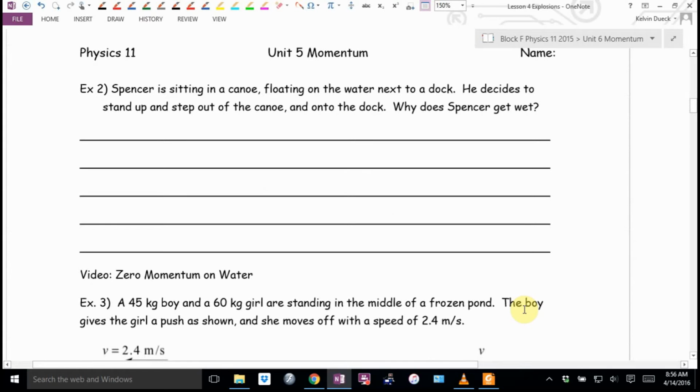Example 2. Spencer is sitting on a canoe, floating on the water next to the dock. I shall be Spencer. The dock is to my left, your right. Spencer decides to stand up and step out of the canoe onto the dock. Why does he get wet? He will. I used to teach canoeing at a summer camp, and I used to see this all the time. It was great fun.